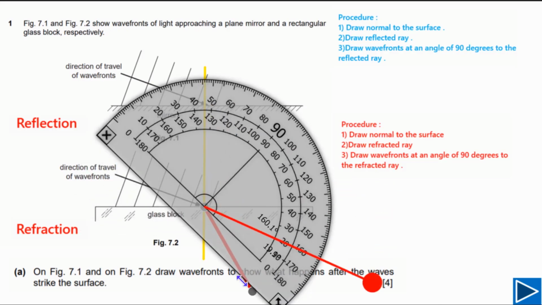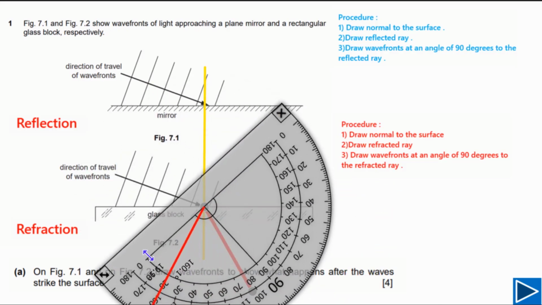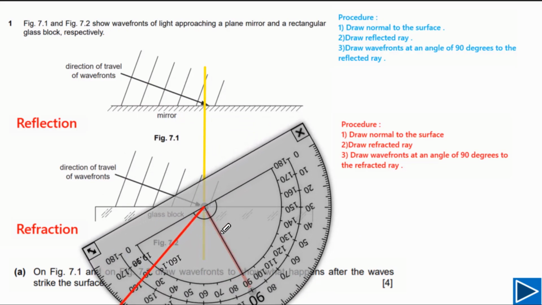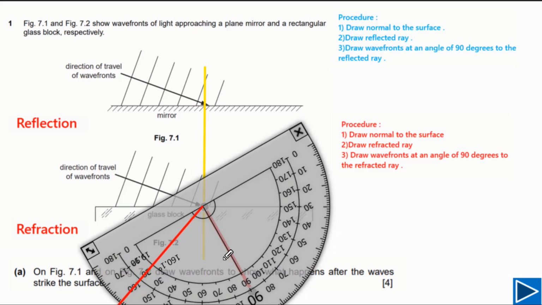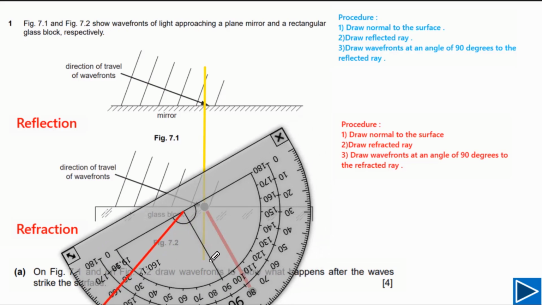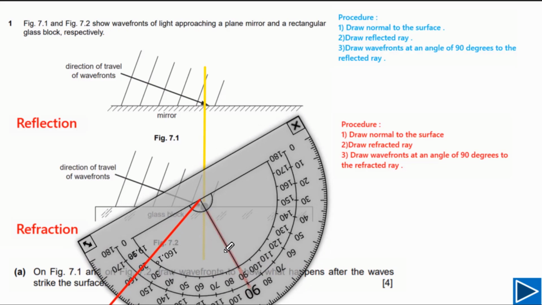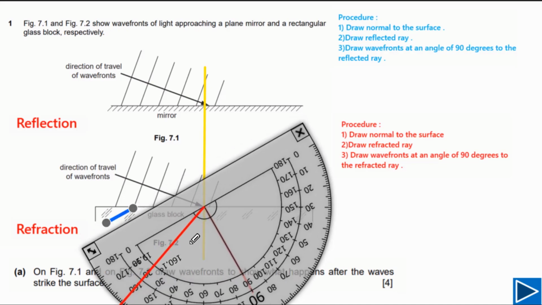Let me align this one with the refracted ray. So first of all, you need to align your protractor with the refracted ray. So now you need to draw your wavefront. Let's say we draw from here, so we can draw our first wavefront. So this is our first wavefront, and also the distance between these wavefronts has to be shorter than the distance between the incident wavefronts. You also need to keep that in your mind.